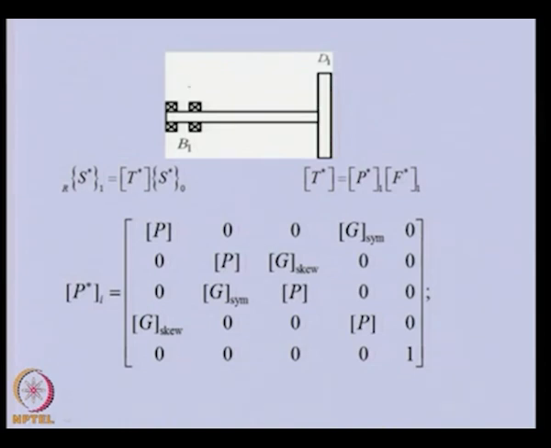Now, because we have only two stations, 0 and 1, we can write the state vector relation like this, where T is the overall transfer matrix, which is the multiplication of the field matrix and the point matrix. The field matrix will not change, as we have explained in the previous lectures. It will remain the same; only in the point matrix, as we have discussed today, some of the components will change. Now, this point matrix is given like this, where G symmetric and G skew matrices will be defined.